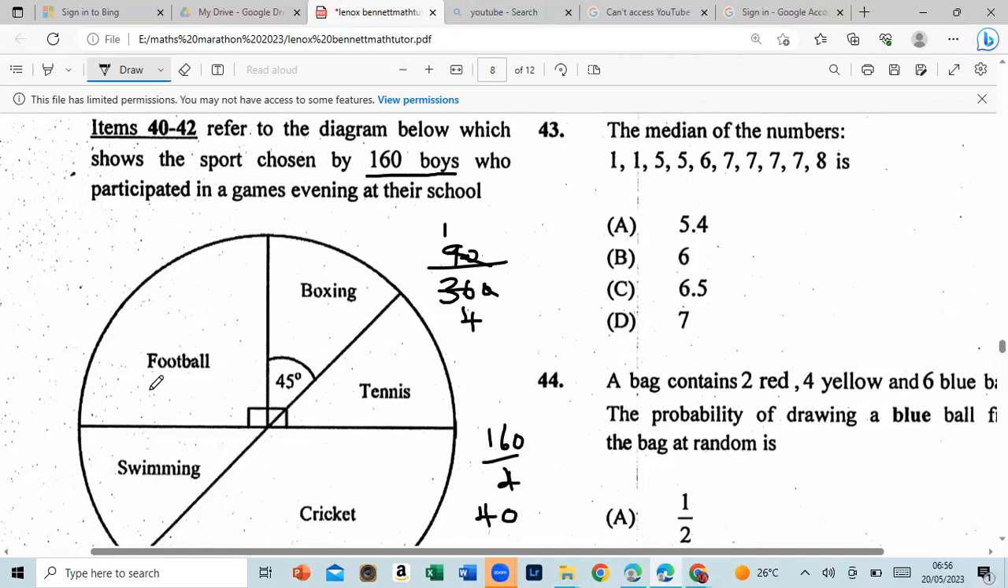And we can put in all the information. So we have 40 here. That means 20 play this because it's half, and 20 play this. Alright, 40, 60, 80. So 80 accounted for.